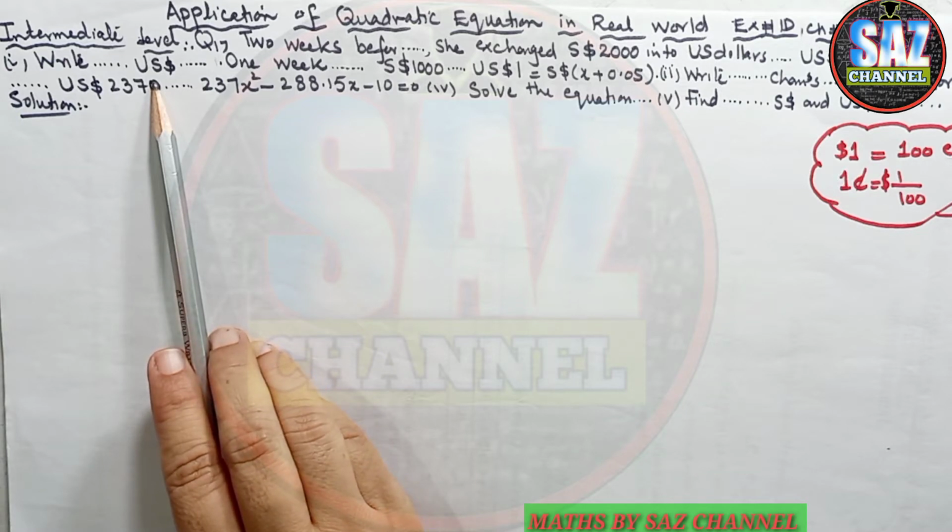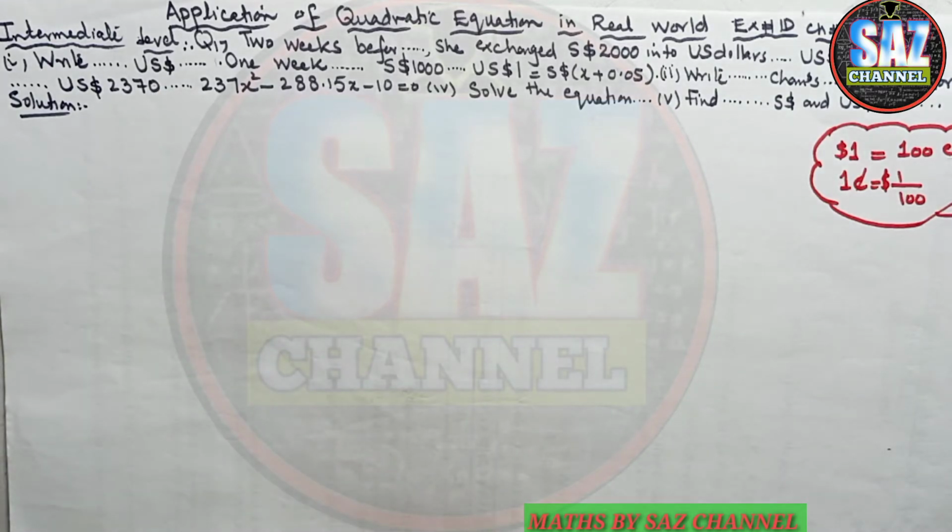Next information says 1 week before her holiday, she exchanged another Singaporean $1,000 into US dollars at Chan's money exchange, where the exchange rate was US dollar 1 equal to Singaporean X plus $0.05. The next part says write down an expression in terms of X for the amount of US dollars she received from the Chan's money exchange.